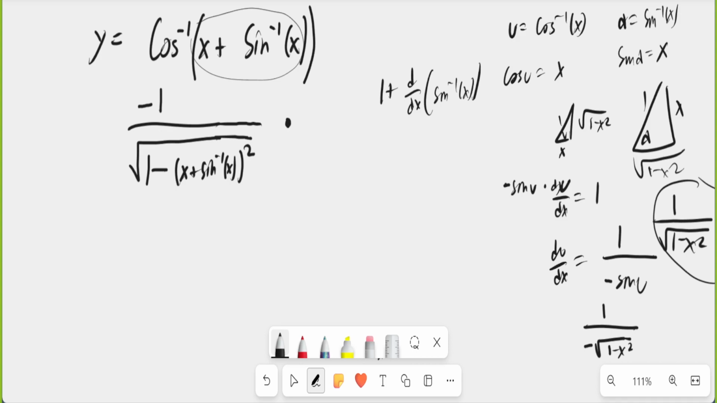Am I messing up there? No, I think you're good. Okay, so then it's 1 over, so times the square root of 1 minus x squared. So that's the derivative of the outside times the derivative of the inside. So that's the outside, that's the inside. Now we can plug in 0.